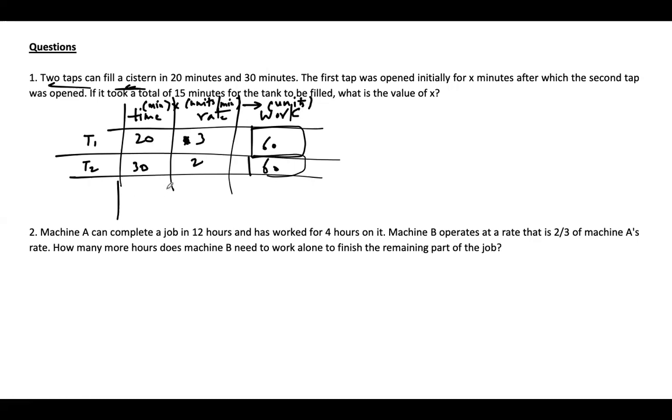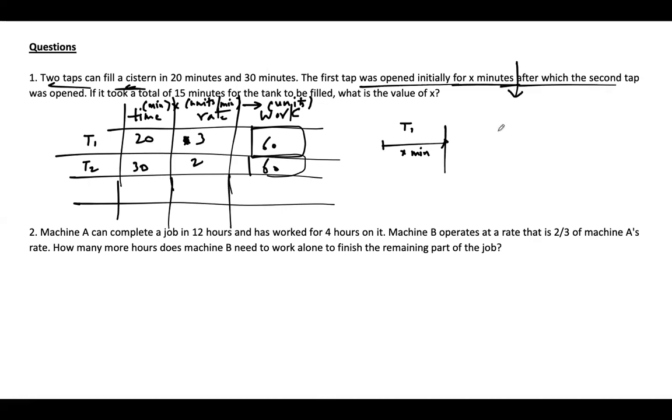Go on. The first tap was open initially for X minutes. See, we are talking about two taps. So first tap was opened for X minutes. And since the rate of work is 3 per minute, after which the second tap was opened. So T1 plus T2. T1 is there, T2 is also there. If it took a total of 15 minutes for the tank to be filled, so total time is 15 minutes. So this time duration would be 15 minus X.